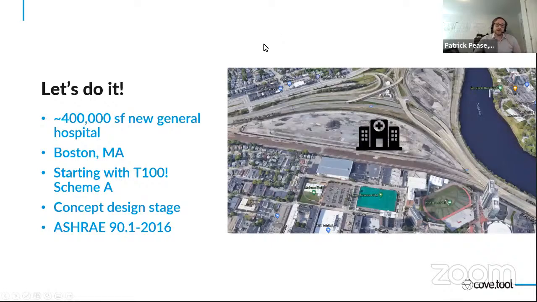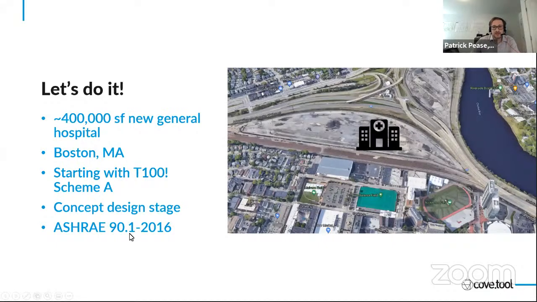So for the example we're going to do today, I've picked a location in Boston that is actually an old train yard that's earmarked for development in the next couple of years. So it's empty right now. So we're going to put a hospital down there. We're going to do roughly 400,000 square feet of just a general acute hospital. We're actually going to start with that targeting 100. They have a Scheme A hospital, so we're going to start there as our first mass.